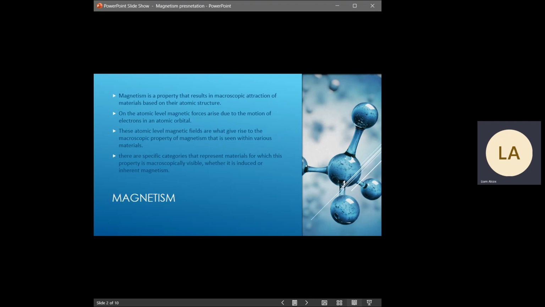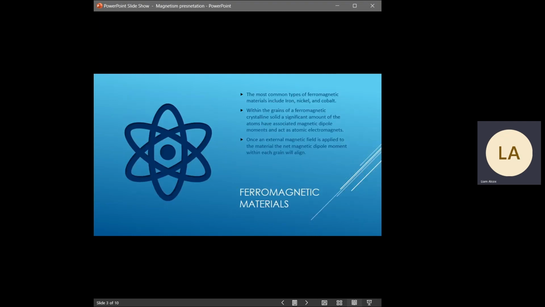These atomic level magnetic fields are what give rise to the macroscopic property of magnetism that is seen within various materials. In a way, all materials exhibit some sort of magnetic property. However, there are specific categories that represent materials for which this property is macroscopically visible, whether it is induced or inherent magnetism. In this presentation, I will focus on one specific category of materials which show a high level of magnetism, ferromagnetic materials. The most common types of ferromagnetic materials include iron, nickel, and cobalt.